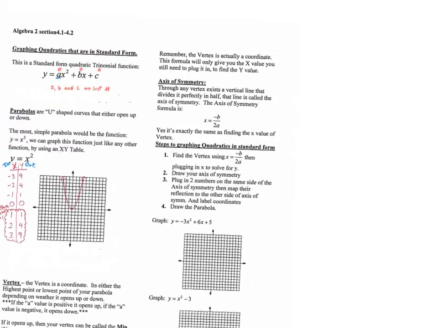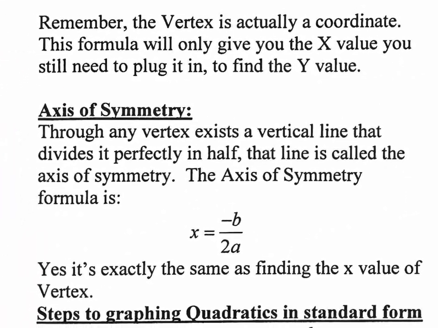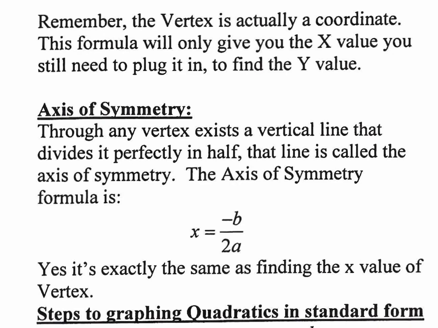Now, if we move up here, it says, remember, the vertex is actually a coordinate. This formula will only give you the x value. You still need to plug it in to find the y value. Okay? We already know about the axis of symmetry. It's that beautiful green dotted line that I always use in my videos that provides a reflection from one side to the other. And we already know that the axis of symmetry equation is x equals the x value of your vertex. But since this formula gives us the x value of our vertex, technically the axis of symmetry equation is also x equals negative b over 2a.